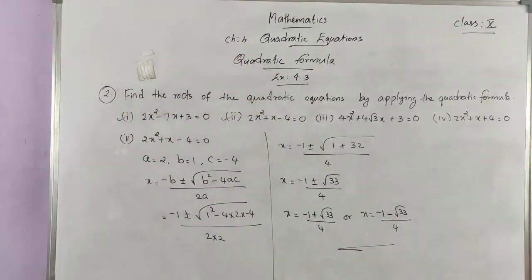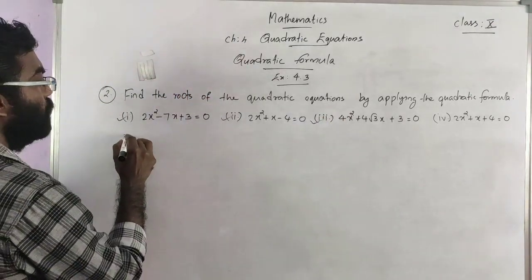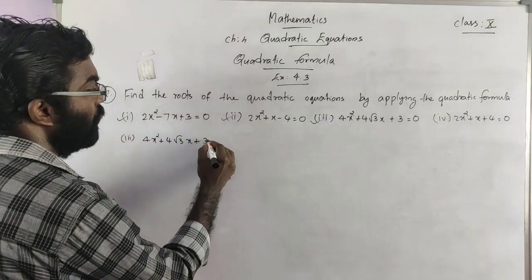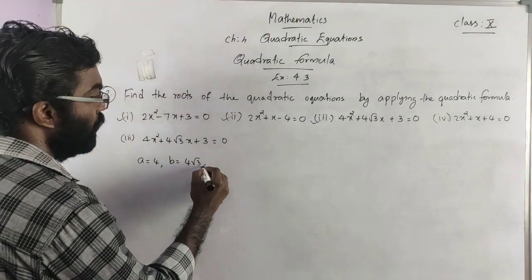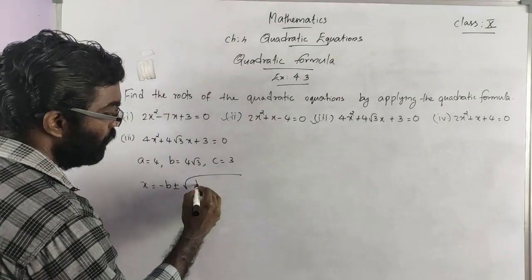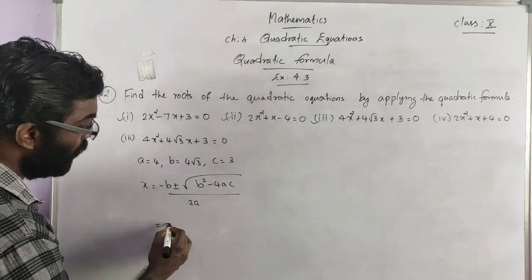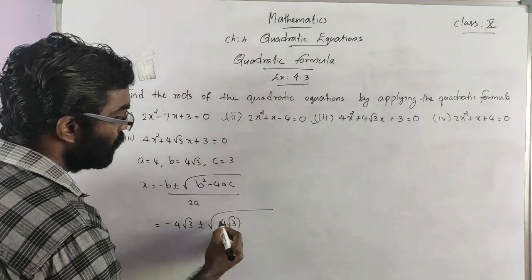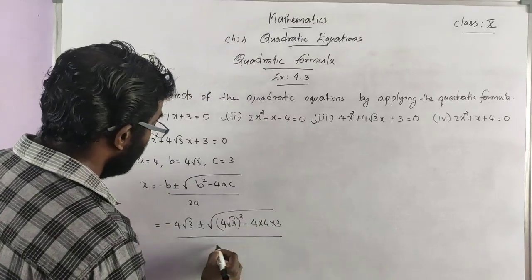Okay. Now consider the third one. 4x² + 4√3x + 3 = 0. Here a is equal to 4, b is equal to 4√3 and c is equal to 3, and x equal to −b plus or minus root of b² − 4ac divided by 2a. That is −4√3 plus or minus root of (4√3)² − 4ac, 4 into 4 into 3, divided by 2a, 2 into 4.